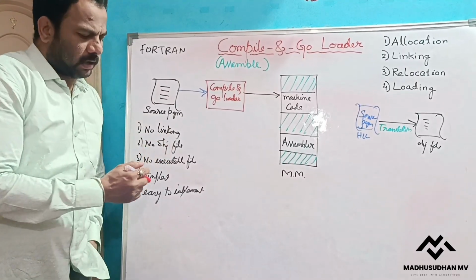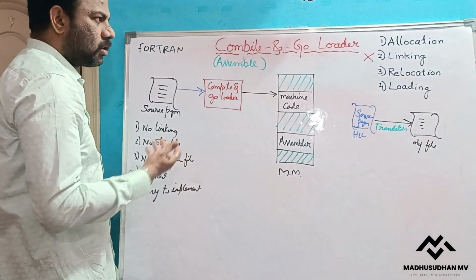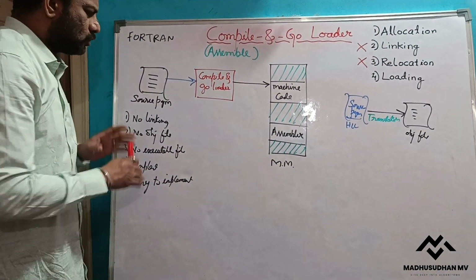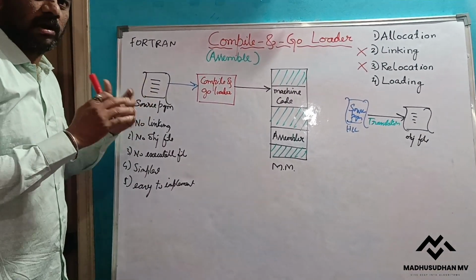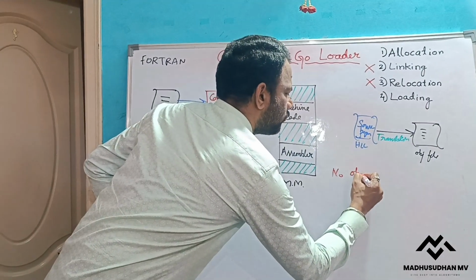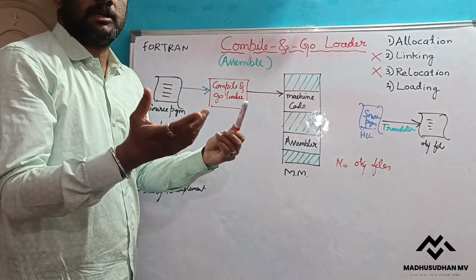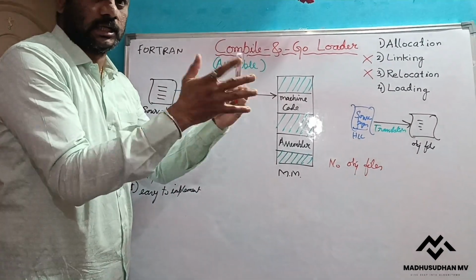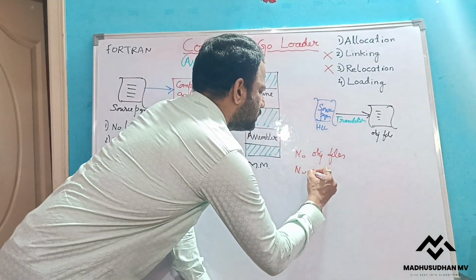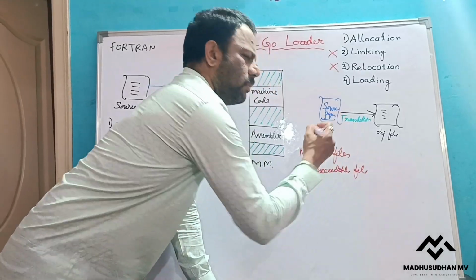Since here we are not performing linking, and there is no concept of relocation, it is doing only allocation and loading, so it is simple. Why is it not linking? Because there are no object files. No object file means no need to link. So it is faster, that's fine. Since there is no object file, there is no executable file. Now what is the problem in that?